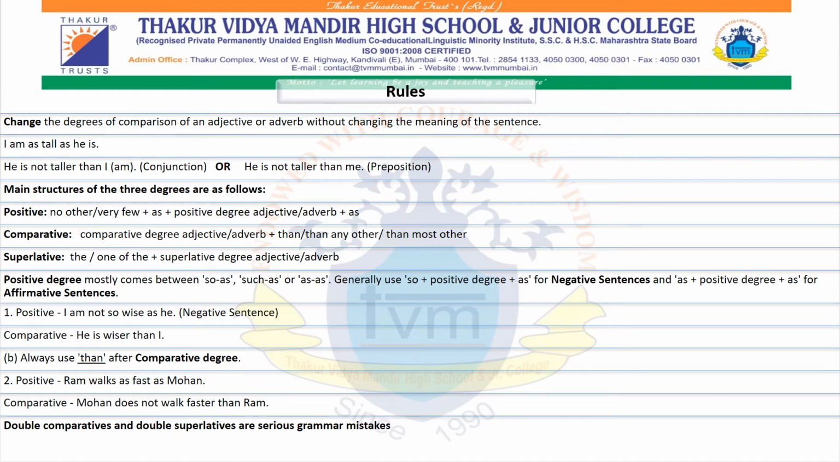Double comparatives and double superlatives are serious grammar mistakes, such as we must not write "more faster." It will be "faster," or "greatest" and not "most greatest." So refrain from making such double comparative or double superlative mistakes.